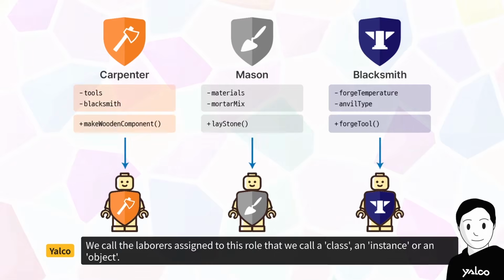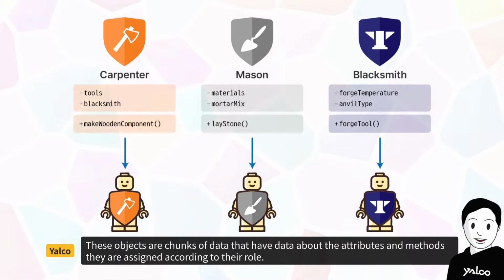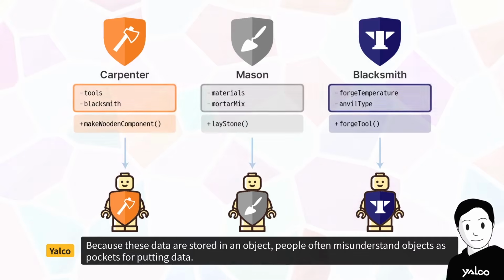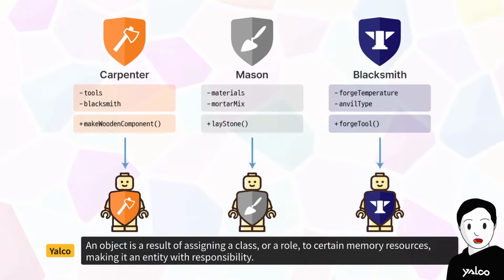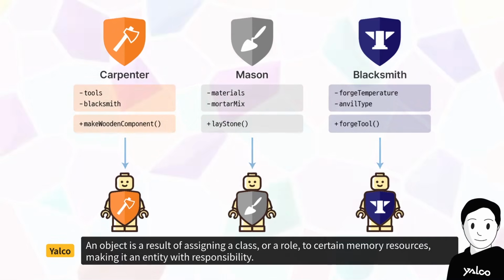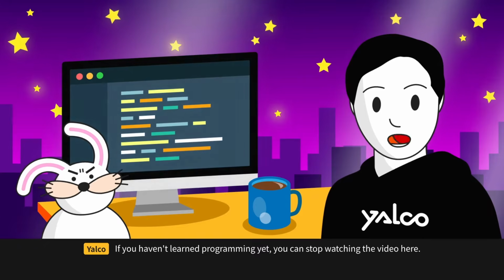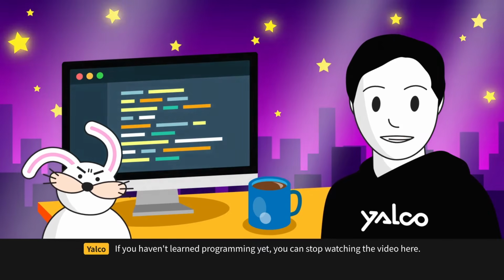Yes, that's right. We call the laborers assigned to this role that we call a class, an instance, or an object. These objects are chunks of data that have data about the attributes and methods they are assigned according to their role. Because these data are stored in an object, people often misunderstand objects as pockets for putting data. But, as I mentioned earlier, what's important is this method, that is, responsibility. An object is a result of assigning a class or a role to certain memory resources, making it an entity with responsibility.